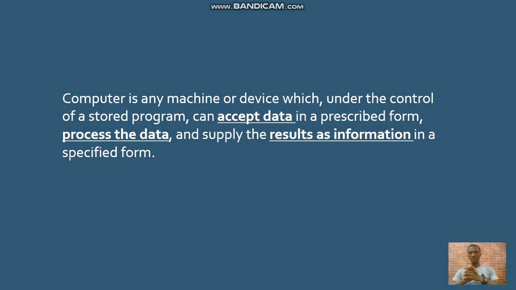Now let's look at this again. The three basic functions of a computer we have is to accept data. That is to say, any computer must be able to accept data. That means collecting something from the user, must process the data, that is working on that data. Okay, I have collected this data. What am I to do with it? So the computer must be able to process data, that is to work on that data. And finally, must be able to supply the result as information.